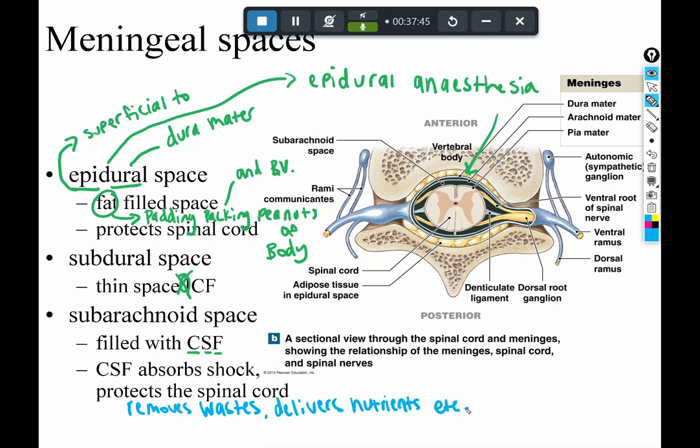So, when our central nervous system tissue produces waste products due to it being busy and producing lots of neurotransmitter breakdown products, metabolites, etc., that has to go somewhere. So where it goes is into the CSF, and then the CSF ends up being dumped back into the venous circulation eventually. So more than just shock absorption, but that is a really good function.